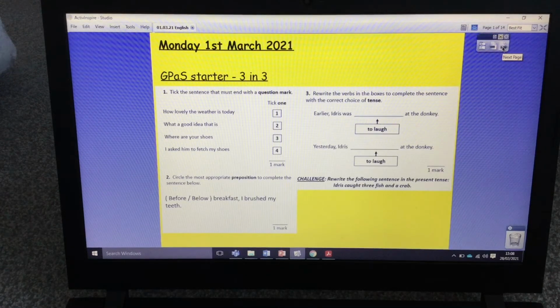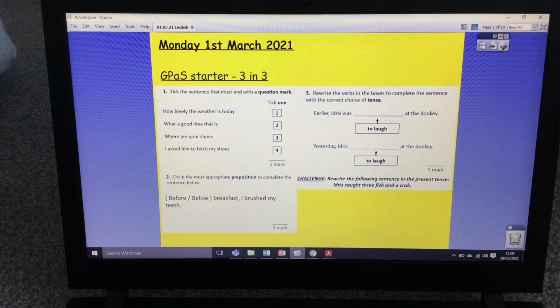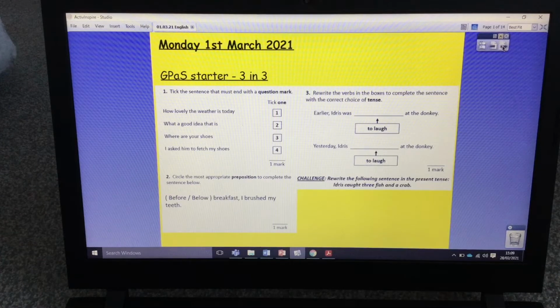So we're going to start with a GPaS starter, a 3 and 3. So set your timer to 3 minutes and see if you can answer the following questions. So number 1 is tick the sentence that must end with a question mark. Is it sentence number 1, 2, 3 or 4?